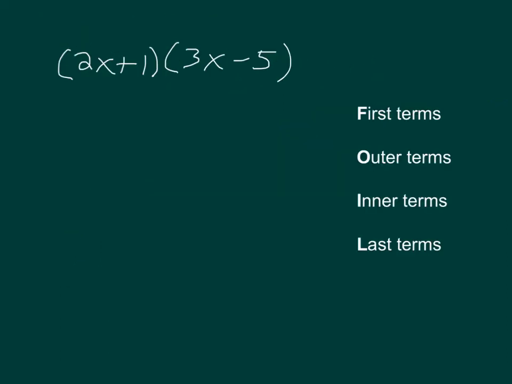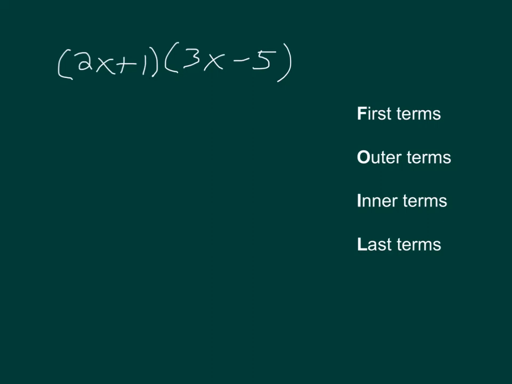You could actually have used any of the methods we've used so far to do any multiplication of polynomials. This next method is specifically for a binomial times a binomial. And this method is called FOIL, which stands for the first terms, outer terms, inner terms, and last terms. If I look at my two binomials, 2x plus 1 and 3x minus 5, I can label each term in each binomial as either first or last and outer or inner.